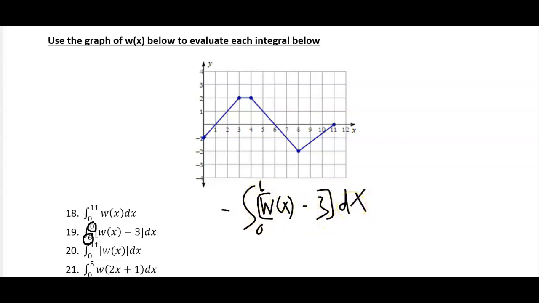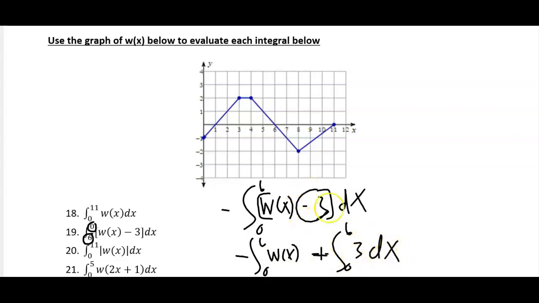Another property I'm going to apply here is I'm going to separate these integrals. I'm going to do an integral of w, and then I'm going to do another integral of 3 separately. Now this is going to become plus. Why does that become plus? Well, it was a minus, right? So when I take this negative integral and apply it here, the two negatives cancel out to become a plus.